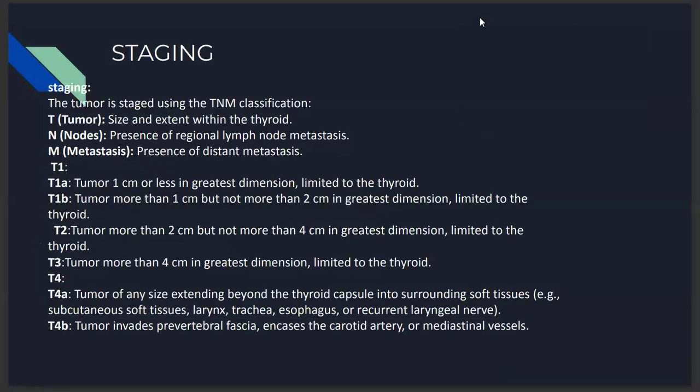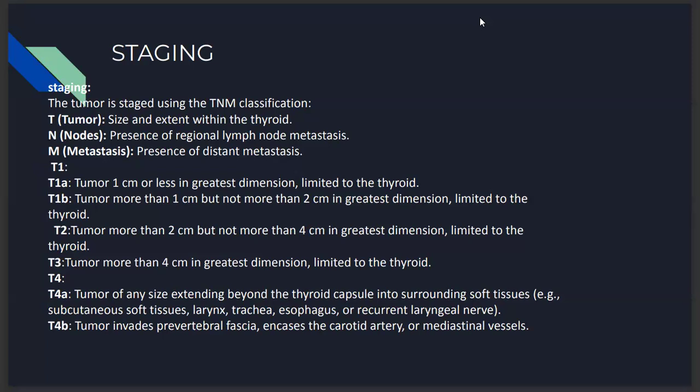The tumor is staged using the TNM classification: tumor size and extent within the thyroid, presence of regional lymph node metastasis, and presence of distant metastasis. T1, subclassified into T1A and T1B. T1A: tumor 1 cm or less in greatest dimension, limited to the thyroid. T1B: tumor more than 1 cm but no more than 2 cm in greatest dimension, limited to the thyroid.